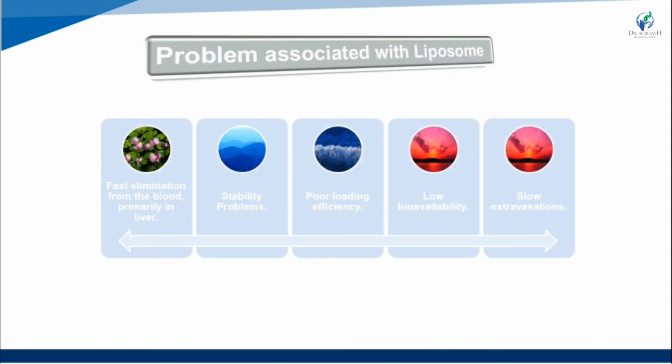Then problems associated with the liposomes. Fast elimination from the blood, primarily in the liver, is a major problem associated with the liposome. Then stability problems also, then poor loading efficiency because of the bilayer lipoidal structure, then low bioavailability and slow extravasation of the liposome. So these five are the problems associated with the liposome.